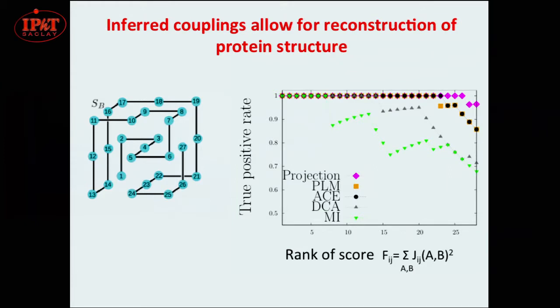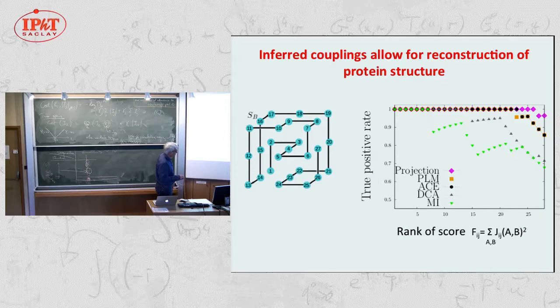So here is a plot where you can look at the rank of a score, exactly this Frobenius score, which goes from 1 to 20-something. And here you see the fraction of these top scores which correspond to contacts. When you use this pseudo-likelihood maximization inference algorithm I have just explained on the blackboard, you get perfect prediction up to 20-something contacts. So the largest couplings do correspond to the contacts.